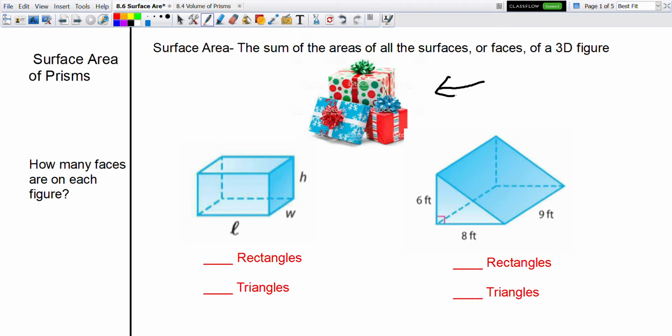It's not that we don't care about what's on the inside, but now we care about what's on the outside of these presents. In this case, how much would we need to cover the surface area of those boxes? So we start by looking at the actual prisms themselves. We have here a rectangular prism, and a triangular prism.